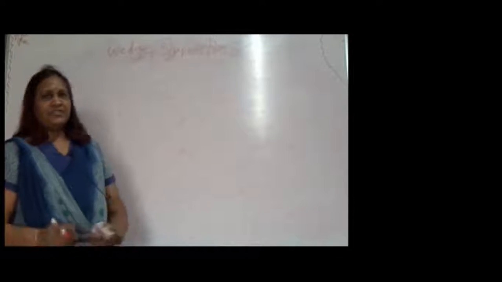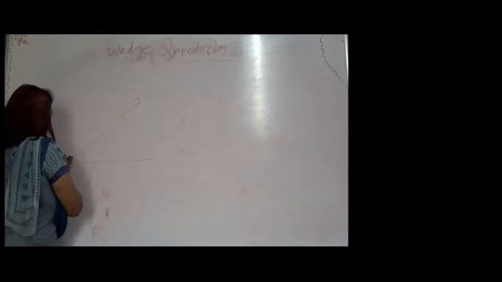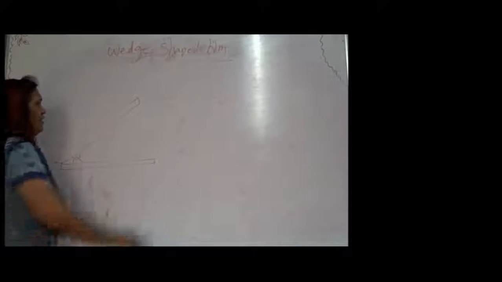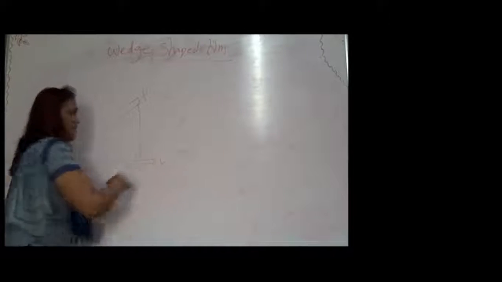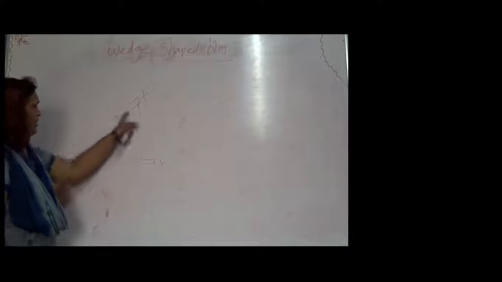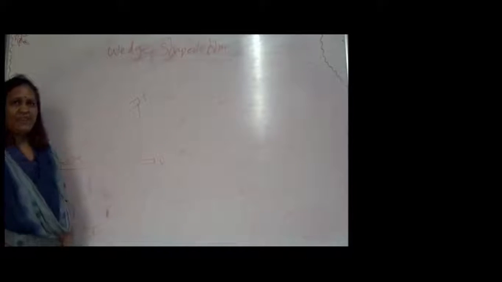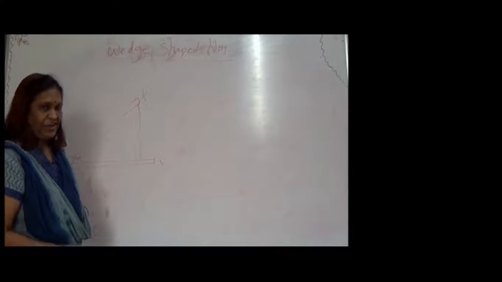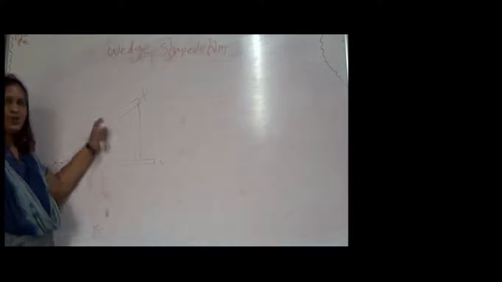We consider two glass plates, inclined at a small angle alpha. Suppose OX and OY are the two glass plates. In between the two glass plates, we insert a very thin wire or a sheet of paper, and there is a formation of an air wedge between these two glass plates.